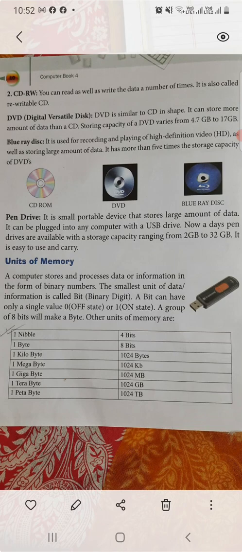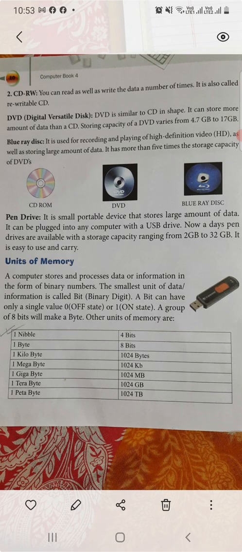And next, DVD. What is DVD? DVD is similar to CD and it can also store a large amount of data, that means 4.7 GB to 17 GB. And what is Blu-ray disc? Blu-ray disc is also a storing device where we can store a large amount of data, 5 times larger than DVD storage capacity. So we can store a huge amount of data in Blu-ray disc.